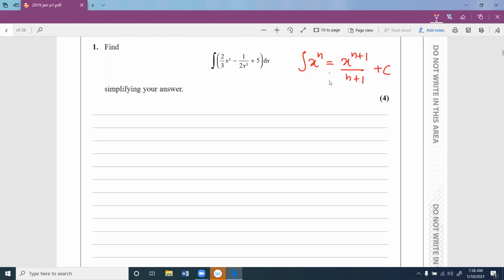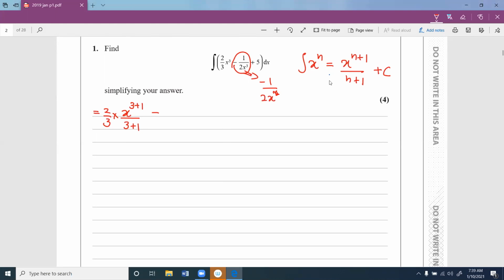So initially, the theory is that if you want to integrate, first keep this constant 2 over 3, then integrate x to the power 3. Here n is 3, therefore you can say 3 plus 1 over 3 plus 1. But when you are operating the minus 1 over 2x cubed term, you cannot integrate 1 over x cubed directly. Some students make this mistake. They just write 3 plus 1 over 3 plus 1.